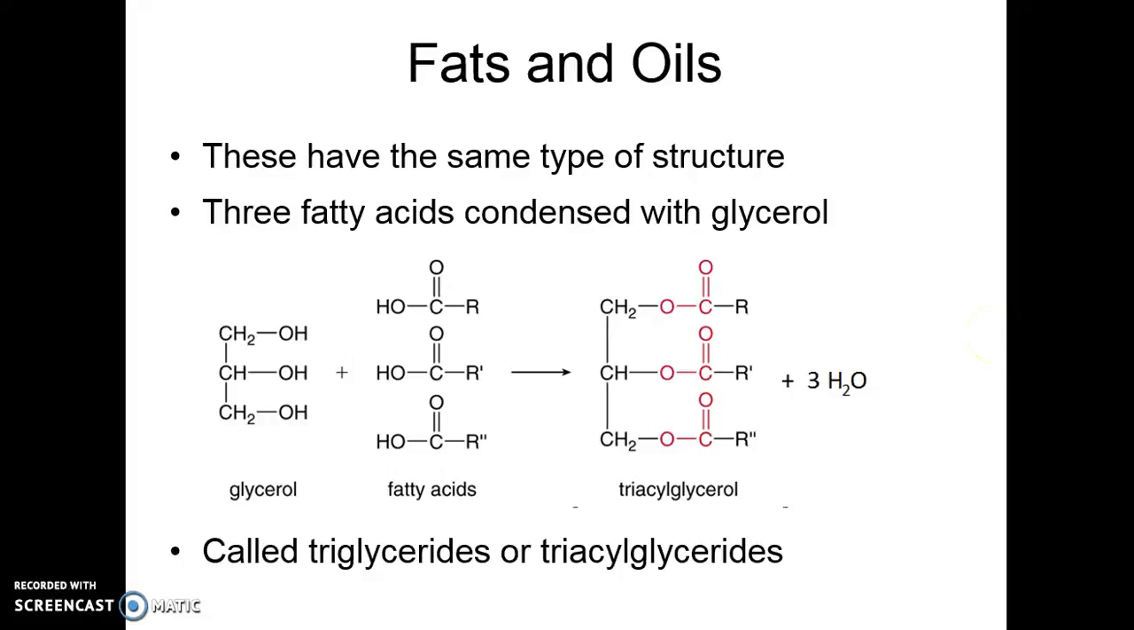We're familiar with fatty acids, which I have drawn right here. Remember, the R group just means whatever chain. So for a fatty acid, there would be a big, long chain on each of these.